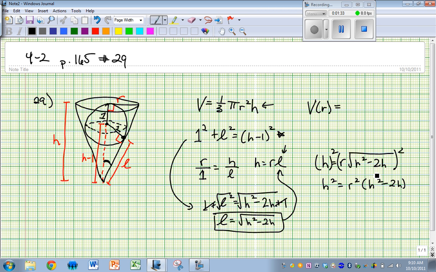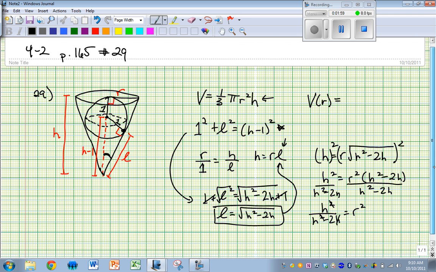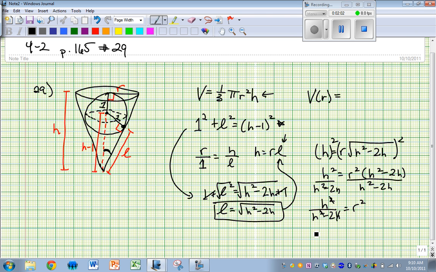So let's see here. I'm going to divide this by h squared minus 2h, make this a little simpler. So that'll give me h squared over h squared minus 2h equals r squared. Now remember, I'm not solving for r, I'm solving for h. So I know that those squares cancel, this h goes away because there's an h in each term. That's the reason I could do that. So I'm going to have h over h minus 2 equals r squared.